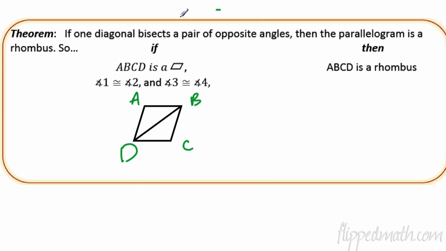All right, so what this says, if angle 1 is congruent to angle 2, so it has to bisect a pair of opposite angles. So I'm going to put it like, here's angle 1, and here's angle 2, and then maybe we can put 3 down here, and then 4 here. So if the diagonal bisects, so if 1 is congruent to 2, and 3 is congruent to 4, then you know it is a rhombus. That's our second theorem coming at you.